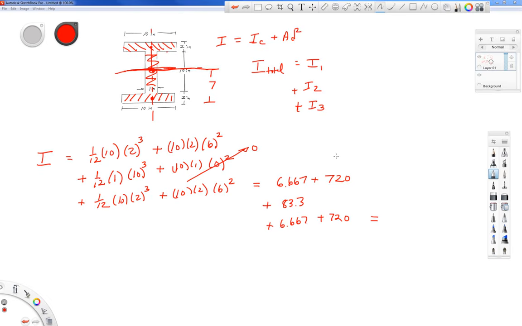And the bottom flange has the same contribution as the top flange for the I-beam, so I'll multiply that by 2 and add that to 83.3. So for this one, I get 1,537 inches to the fourth power.